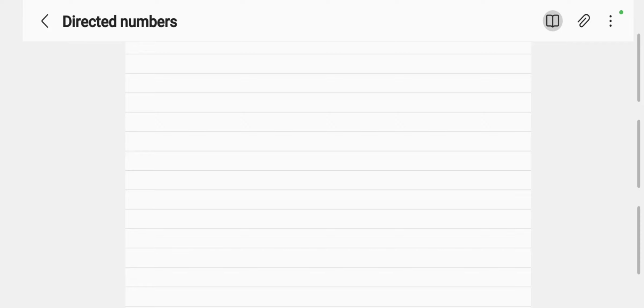So we're going to be looking at directed numbers. And when we say directed numbers, we're really talking about negative and positive numbers.